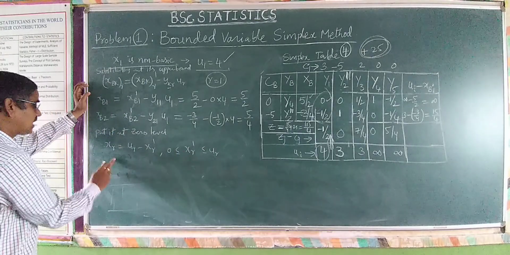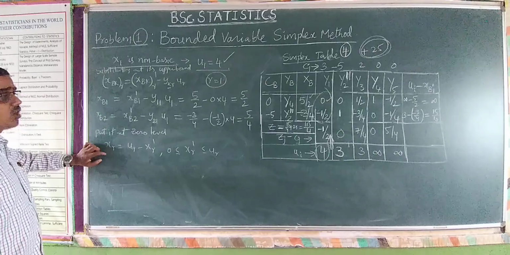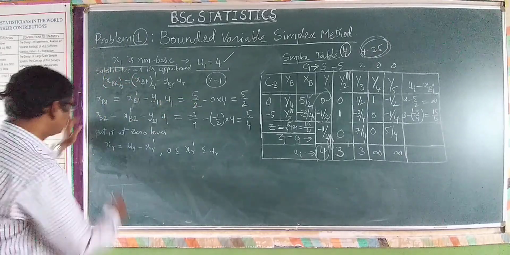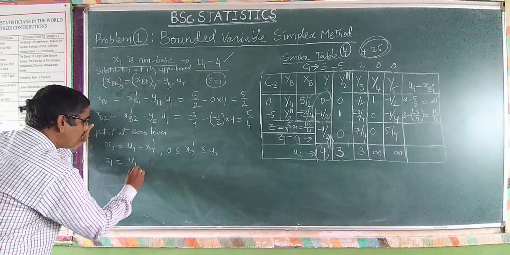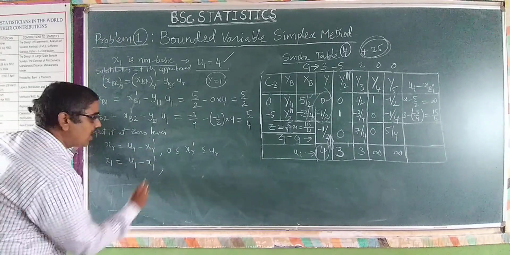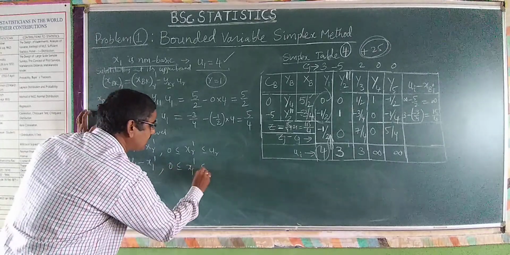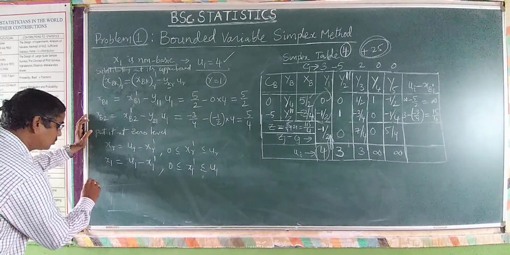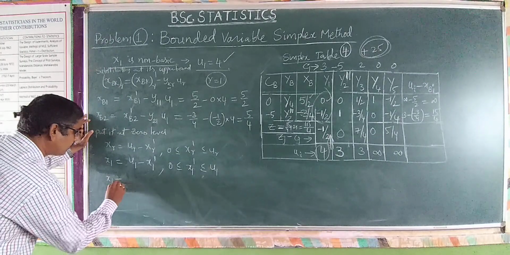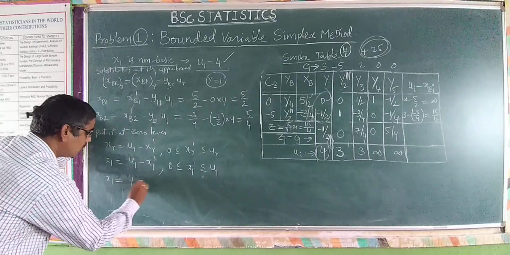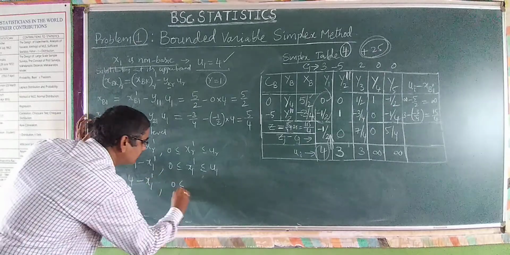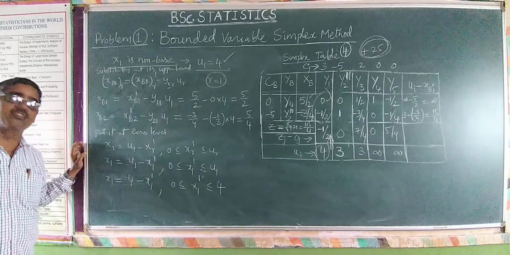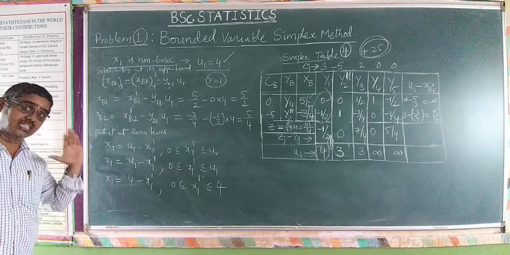Now you see here xr. So what is r? Keep in your mind what r is. It is 1. So x1 is equal to u1 minus x1 dash, where 0 less than or equal to x1 dash less than or equal to u1. Okay, we write the next step. What is u1? It is 4. So x1 is equal to 4 minus x1 dash, where 0 less than or equal to x1 dash less than or equal to 4. This is what putting at 0 level means.